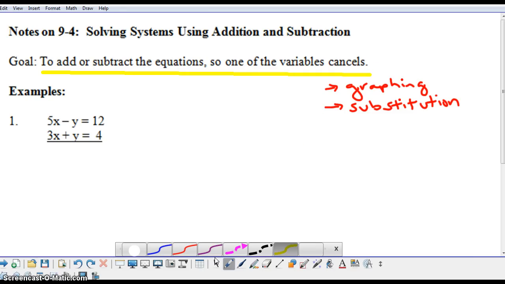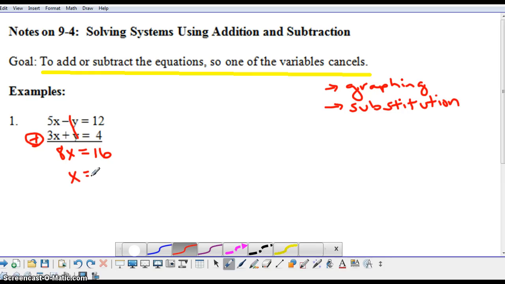That's our goal. And if you take a look here, you can see that the variable y, these have opposite signs. So if we add these equations together, the y's will add to 0 or cancel. 5x plus 3x will add to 8x. And on the right side, 12 plus 4 will add to 16. In other words, we had two expressions that were equal, so we added that to the left side of the one equation and the right side of the other.